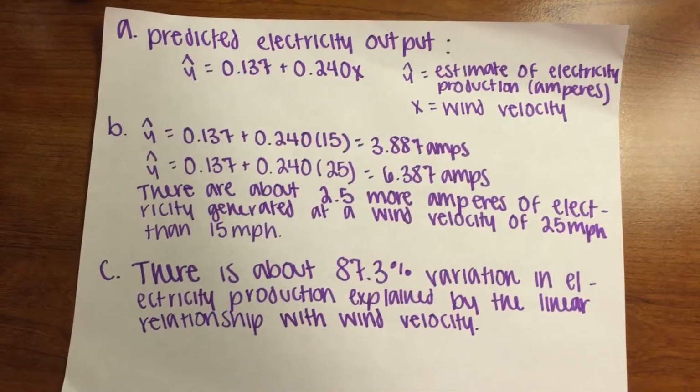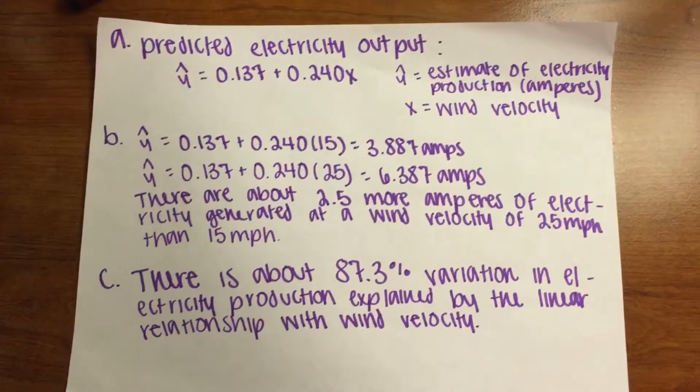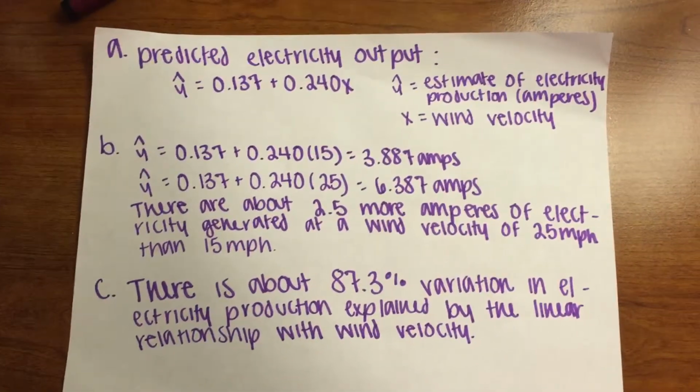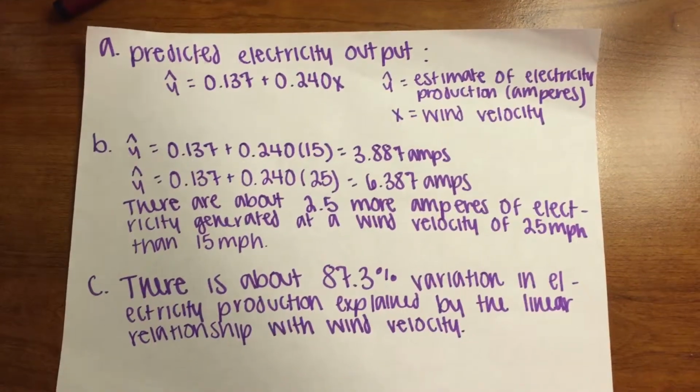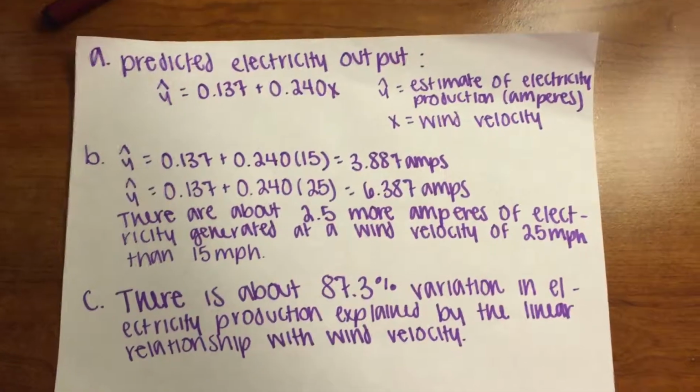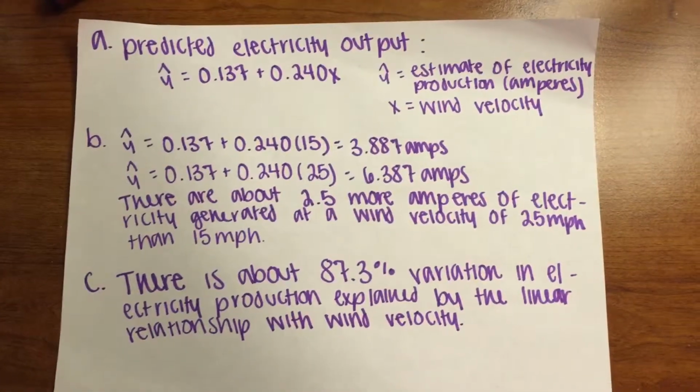So then using the computer output diagram, you could tell that there was about an 87.3% variation in electricity production explained by the linear relationship with wind velocity.